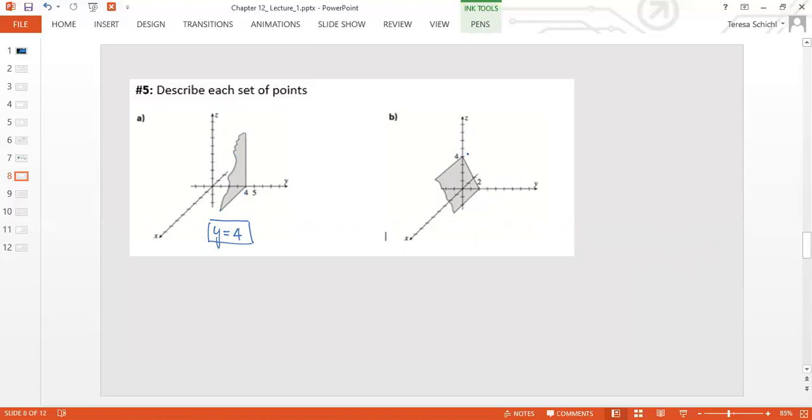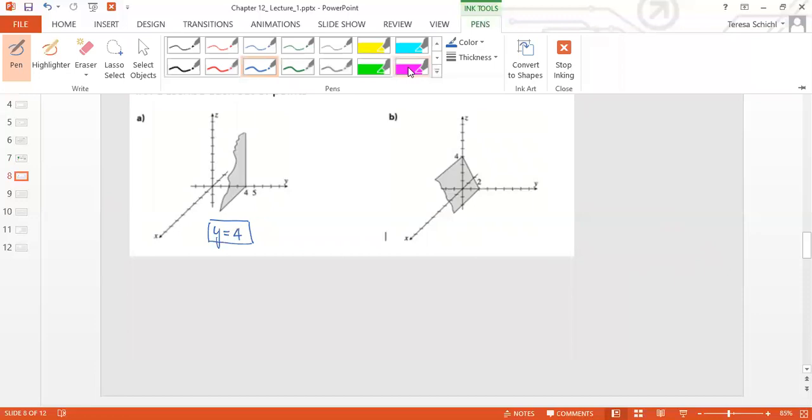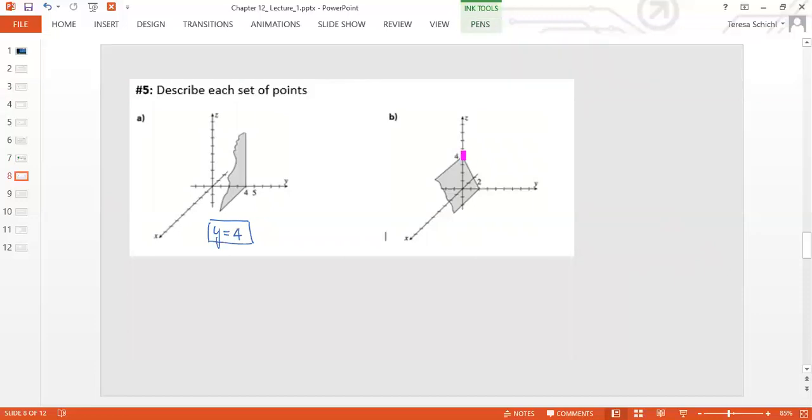Okay, so let's take a look at part B here, right? This is the plane that leans over the z-axis and the y-axis. So what is this plane? Let's take a look. Because this is the line, you lean over.